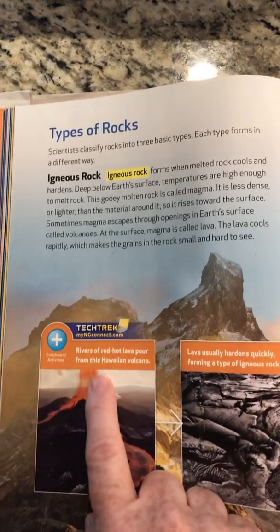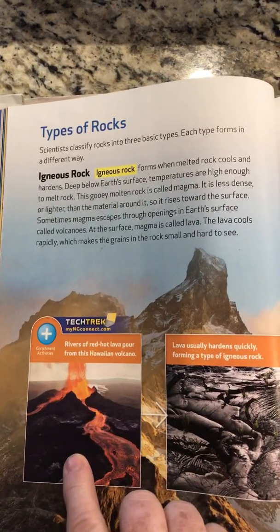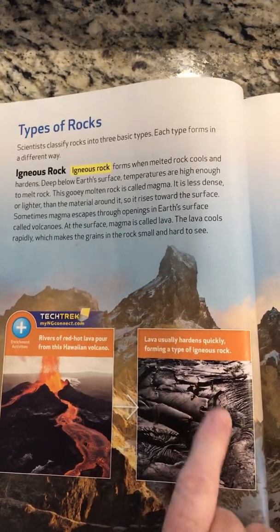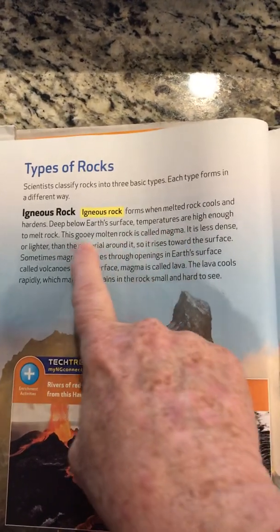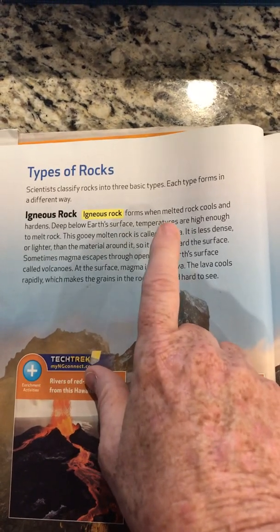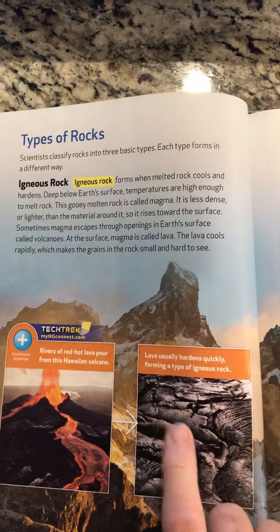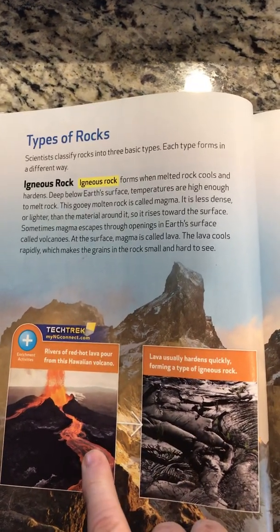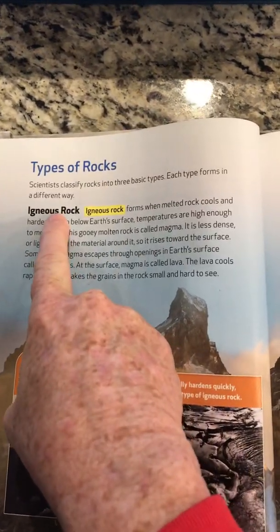So basically, rivers of red-hot lava pour from this Hawaiian volcano. Lava usually hardens quickly, forming a type of igneous rock. So igneous rock is what I want you to put down. It is formed from magma. So it's when the liquid magma hardens at the surface of the earth. So underneath the ground, it's liquid, and when it comes out, it hardens. That is an igneous rock.